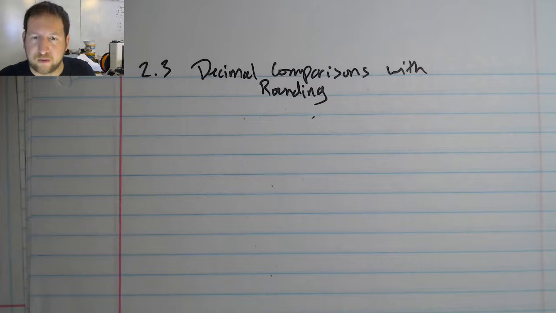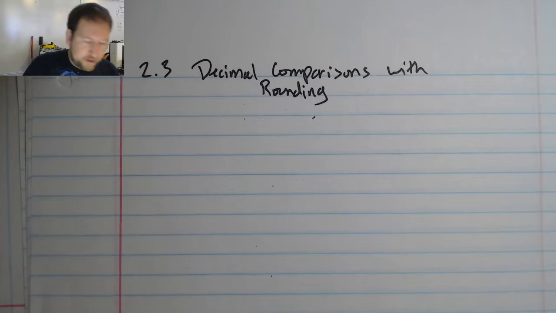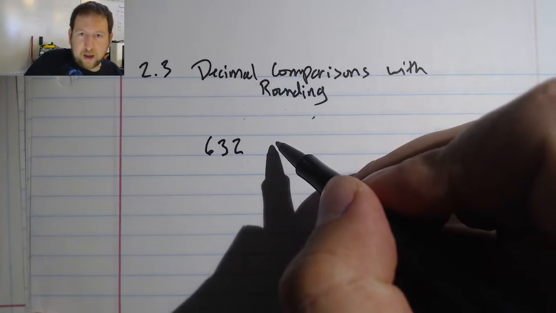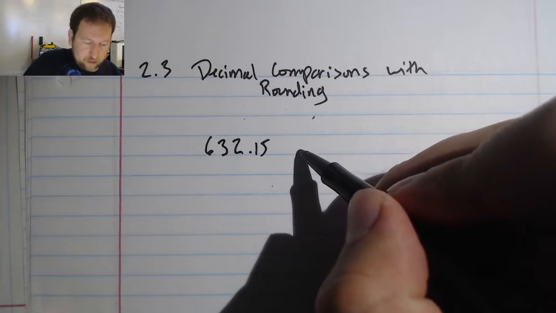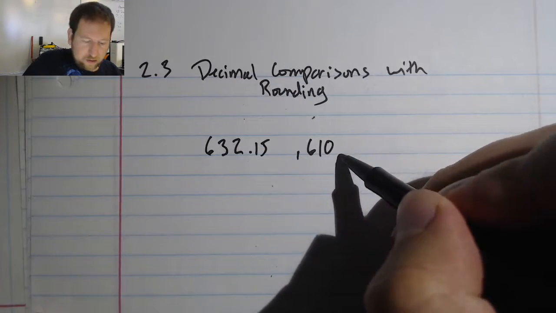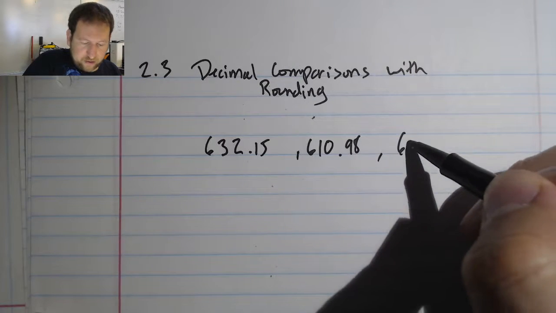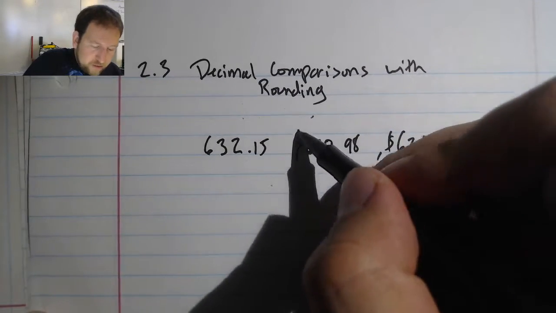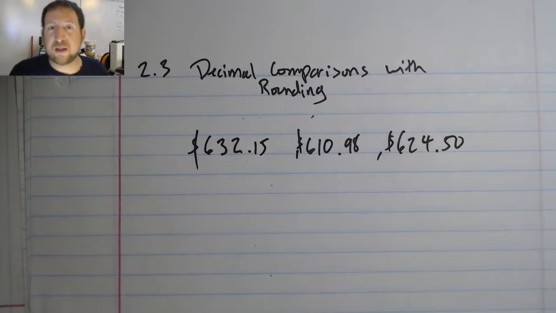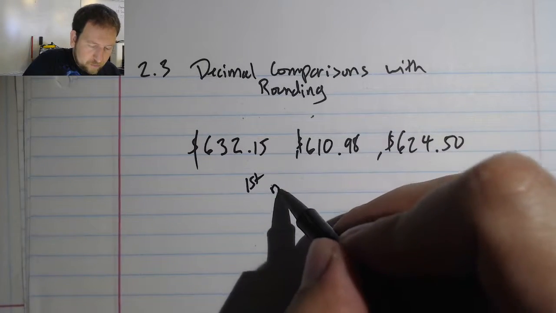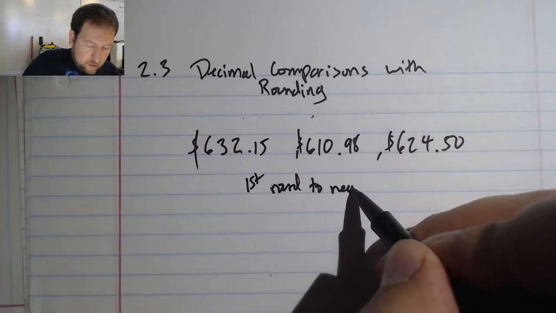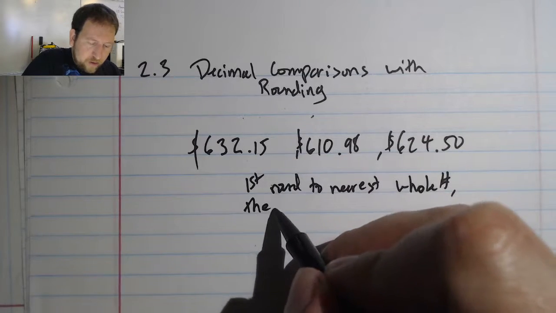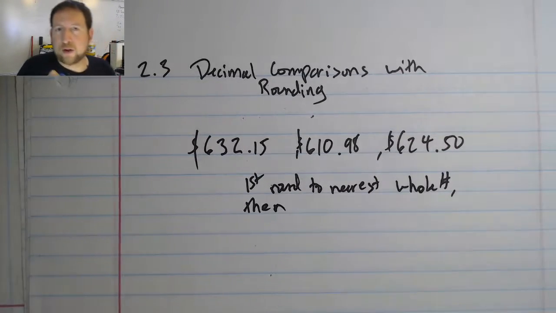We're going to start with two numbers, like 632.15, 610.98, and 624.50, and these are in money. And all we're going to do is order these, but first we're going to round to the nearest whole number. Round to the nearest whole number, then we're going to go from least to greatest.